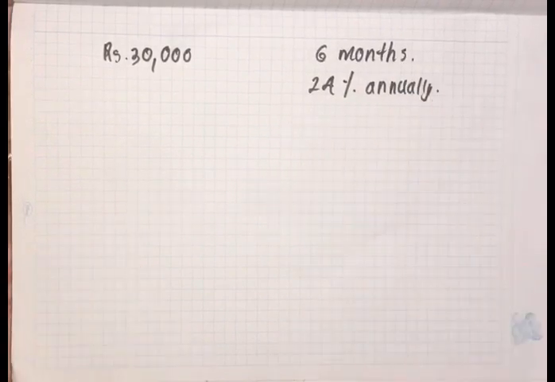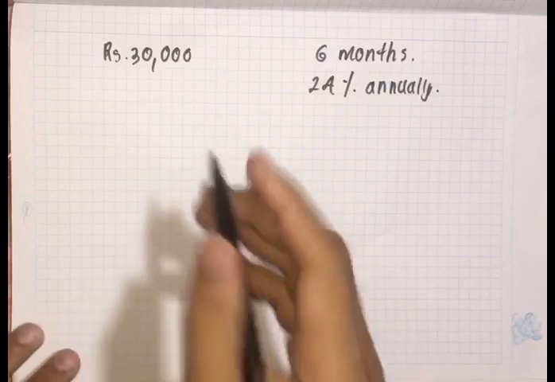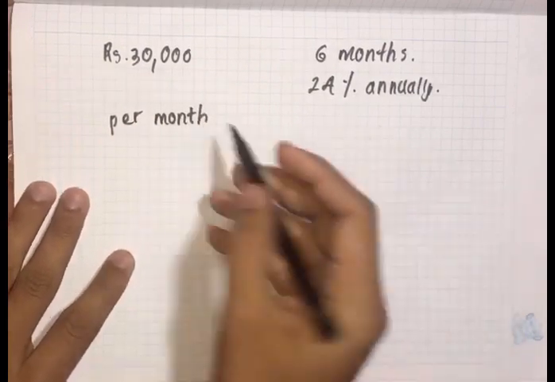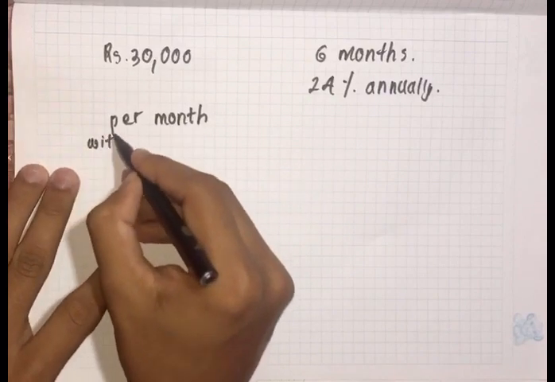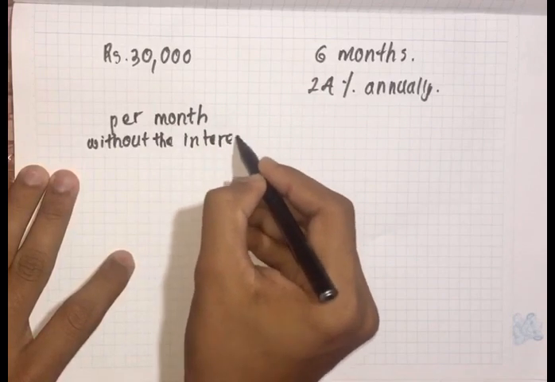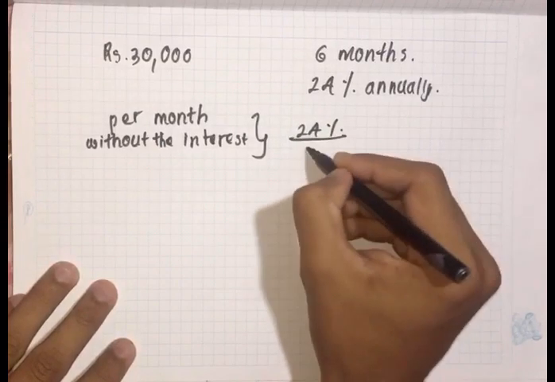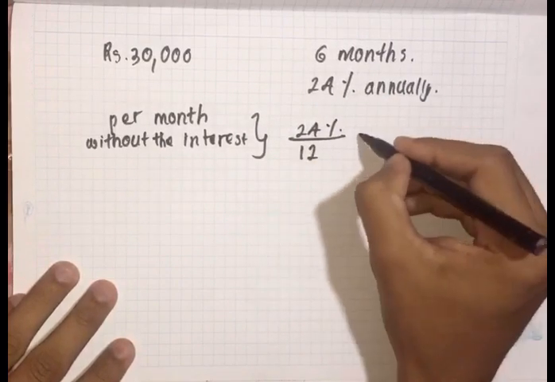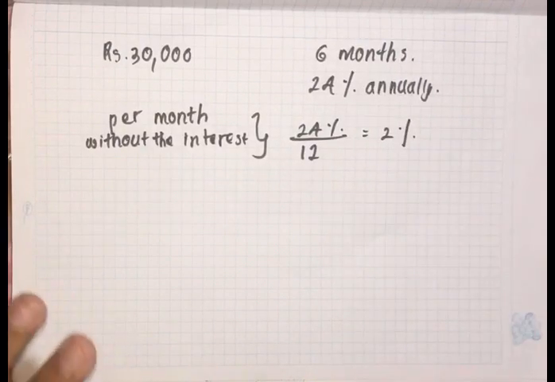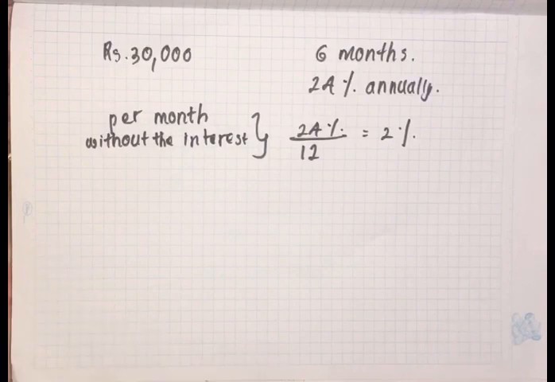Okay. Now, like earlier, we will find out how much you should pay per month without the interest. These are the steps you have to follow. Per month without the interest. How did we find it? We have to divide 24% by how many months? 12 months. Therefore, you will get 2%. Now, what should you do? Next, you have to find what is the interest for a month.